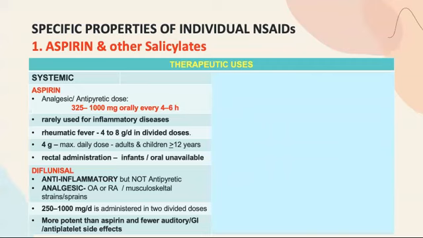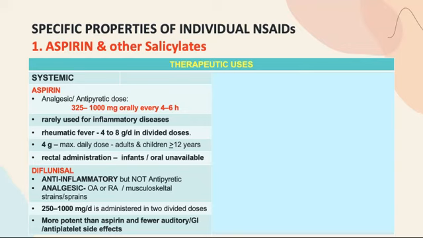The maximum recommended daily dose of aspirin for adults and children 12 years or older is 4 grams. The rectal administration of aspirin suppositories may be preferred in infants or when the oral route is unavailable.